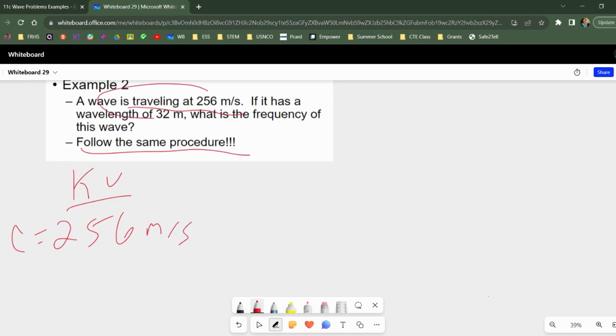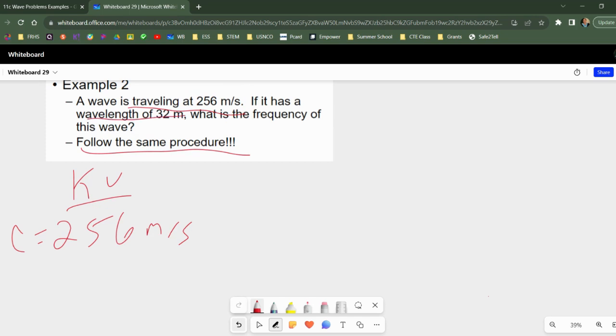Now it doesn't say speed up here. And so if you're like, well, I don't know if that's the frequency or if it's the speed, look at the units, right? It's meters per second. That's a speed unit. And so you could easily tell by looking at that, right? Okay, now what else do we know?